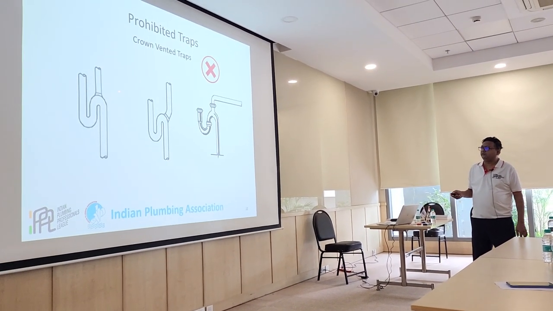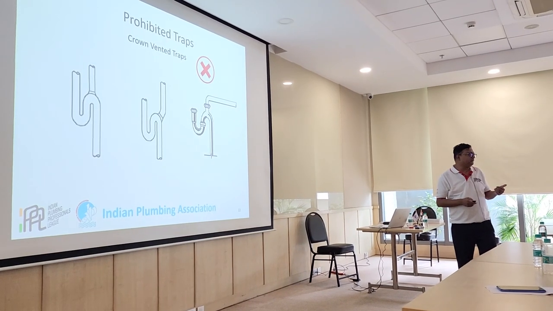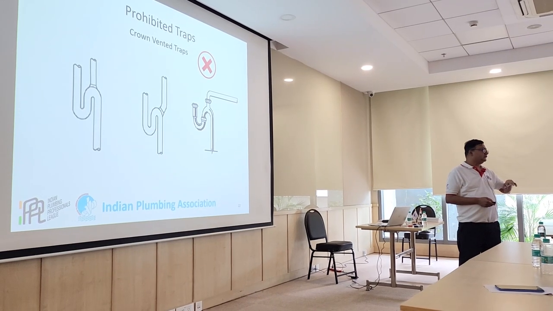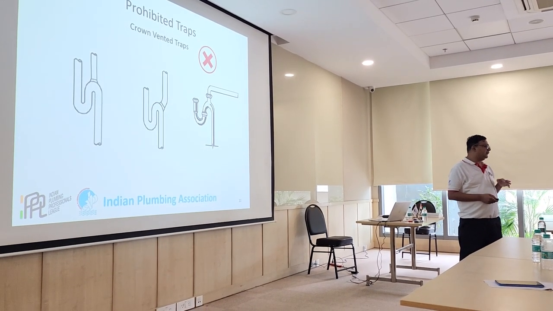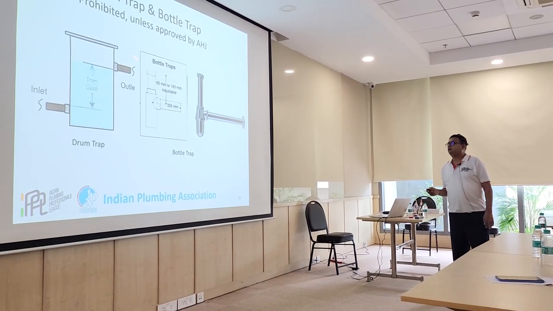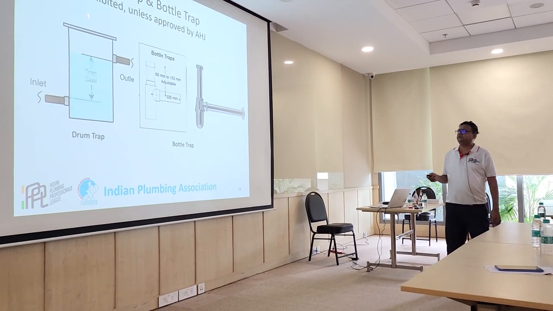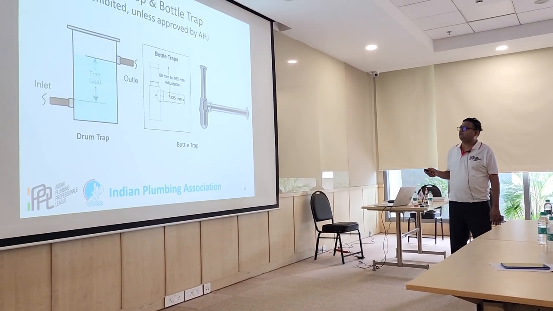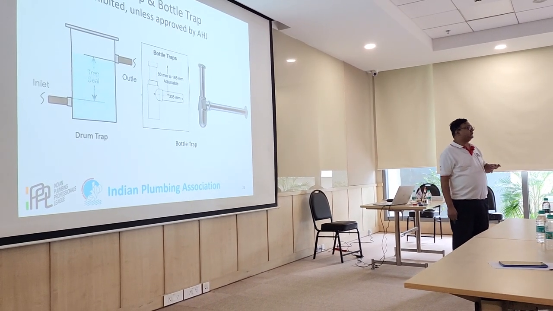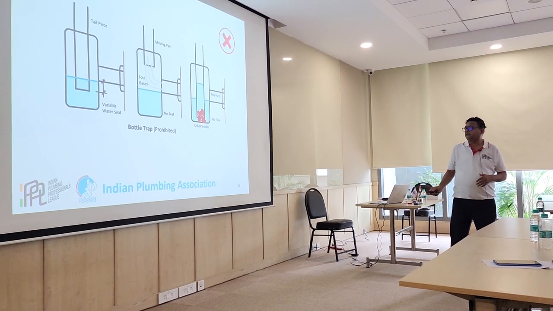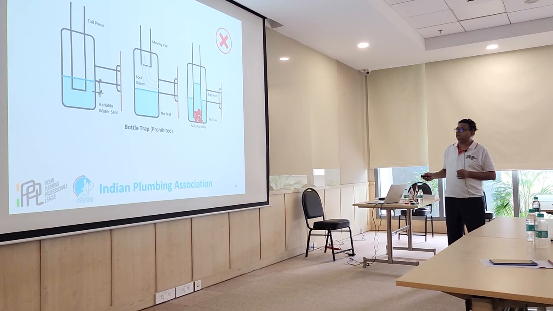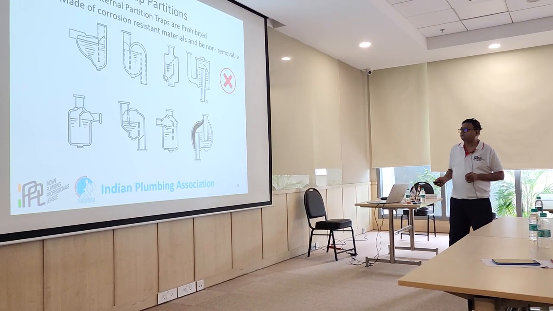This is crown vented. This terminology you must memorize. Invert and crown. Invert level is the bottommost internal diameter of the pipe, whereas crown is the topmost part of the pipe. Drum and bottle trap. These are traps specially used, prohibited unless approved by the AHJ. This type of traps are there, but they are used in special cases, not generally. Bottle traps are also prohibited due to choking issues.